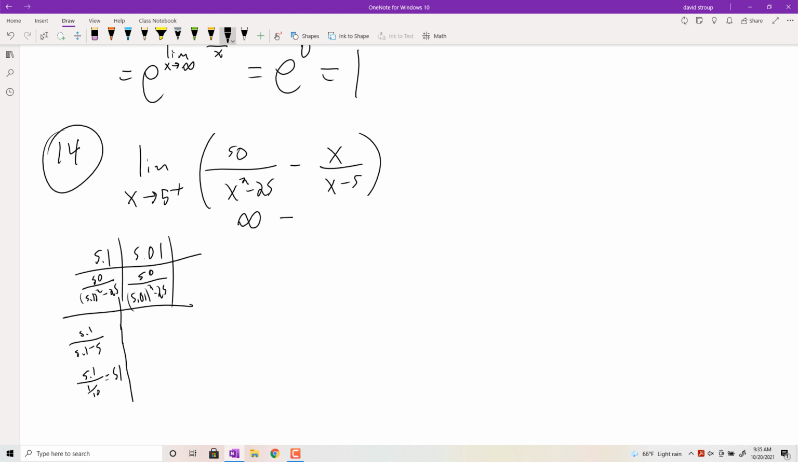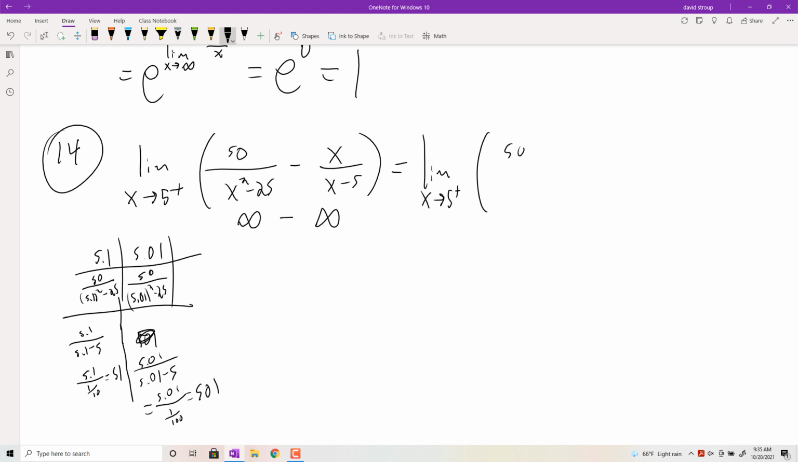And for the same reasoning, the next one will end up being 501, because it's going to be 5.01 all over 5.01 minus 5. So that'll equal 5.01 over 0.01, which is 1 over 100. So you'll have 501. So it's going to go to positive infinity. The next one would be 5001, right? Okay, so in these cases, you find a common denominator and rewrite it as one fraction.